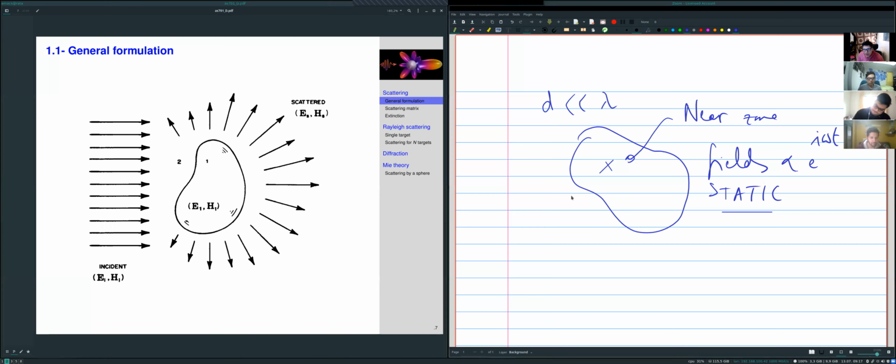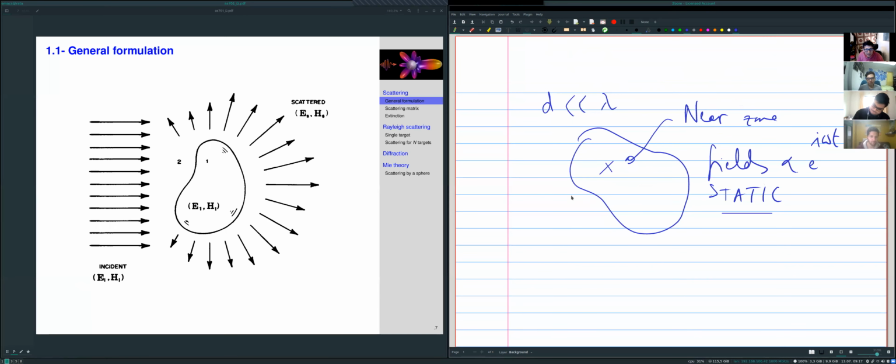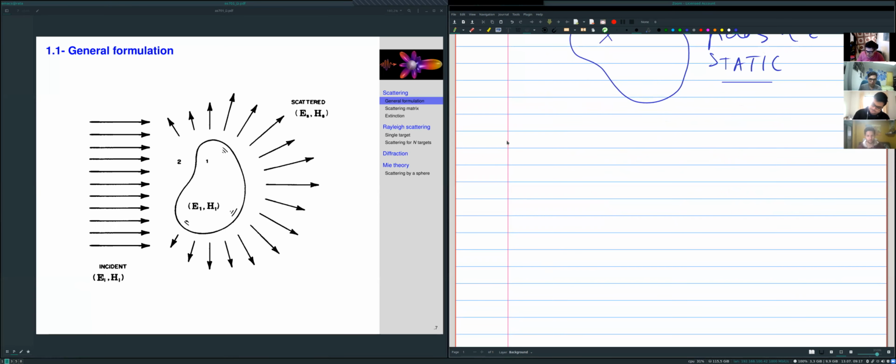So bear in mind the notation we have here. Okay, I'm labeling 2 everything that's outside the object. So let's remember and write the zone here. So zone 2 is outside, and zone 1 is inside.